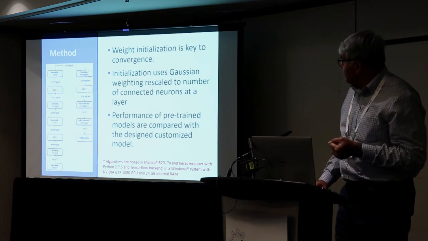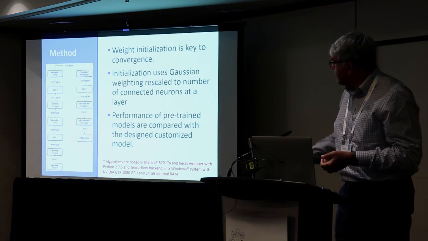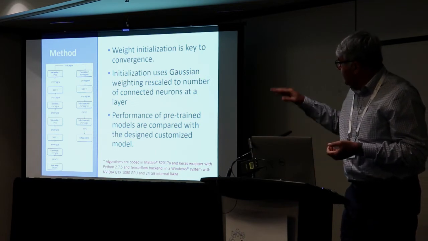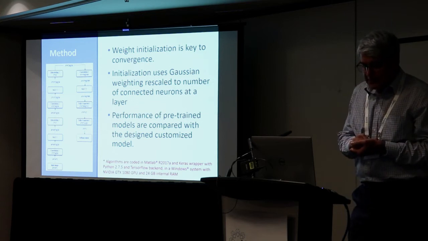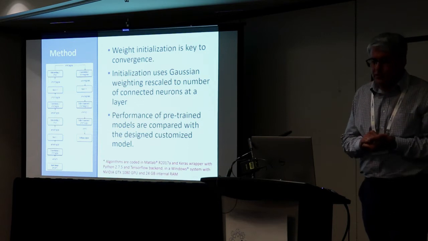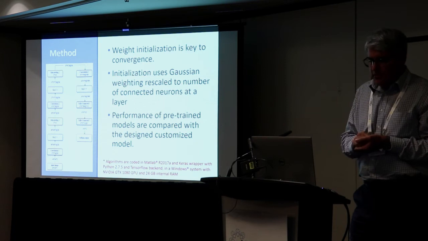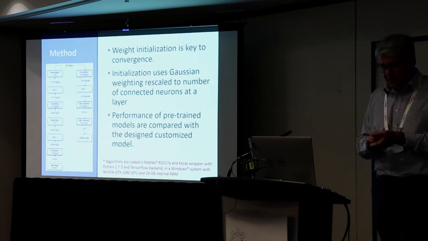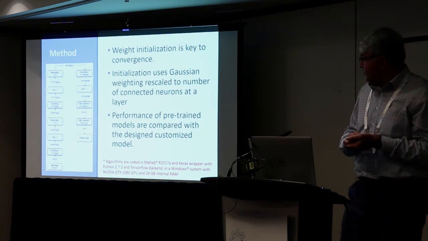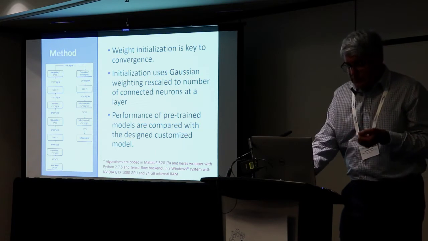Now, on the left is this model. If you see the paper, you'll see the model described again. The 13 layers total in general with varying number of channels and activations. But the key takeaway here is that we want to control the initial weights and we use an existing algorithm that uses Gaussian weighting based on the number of neurons that are connected at any given layer. But we also want to compare the performance of pre-trained models with similar layouts the best we can.